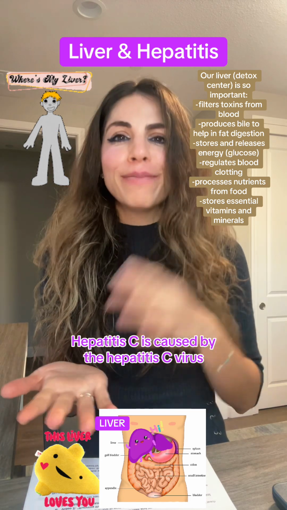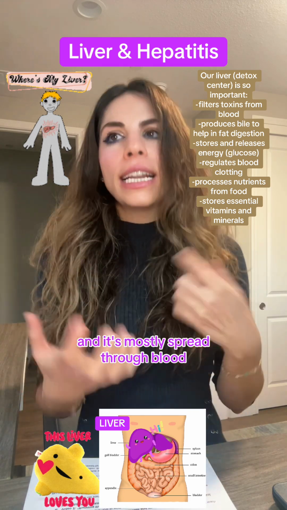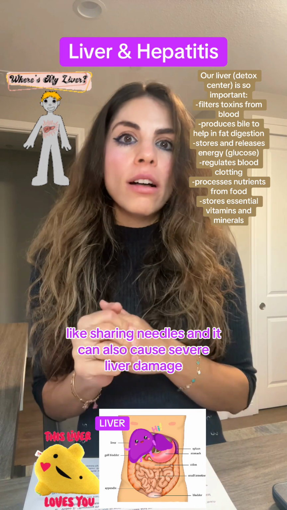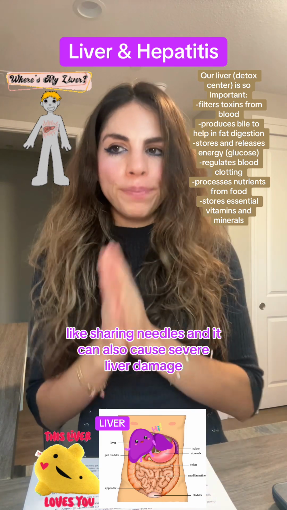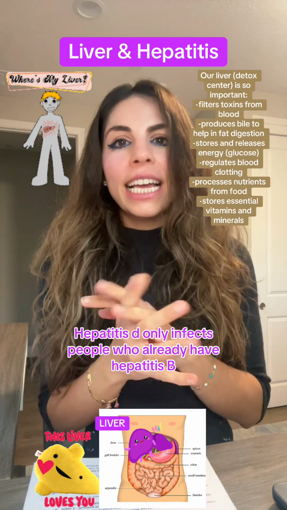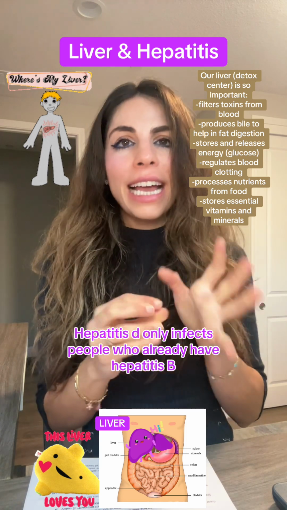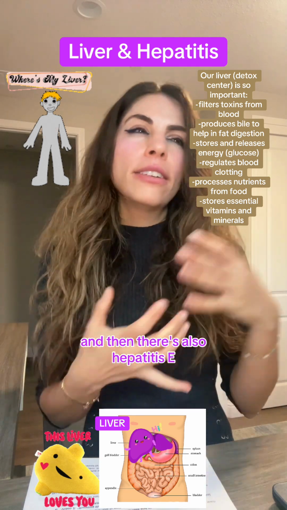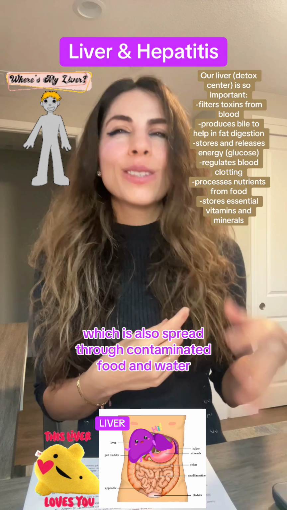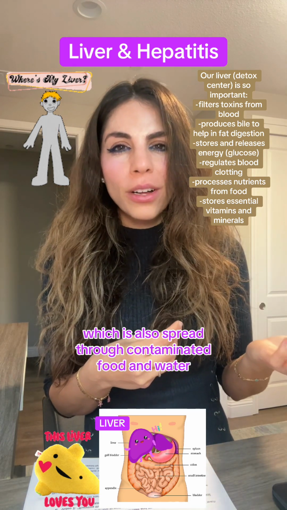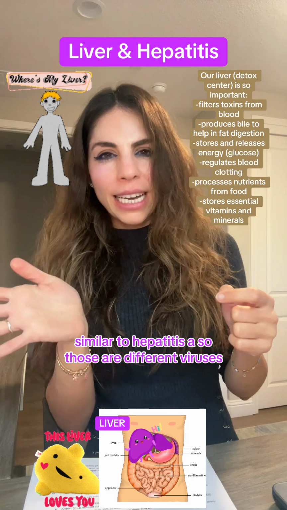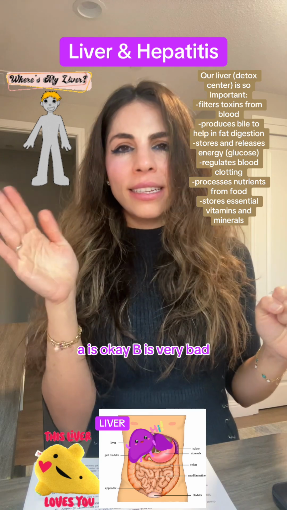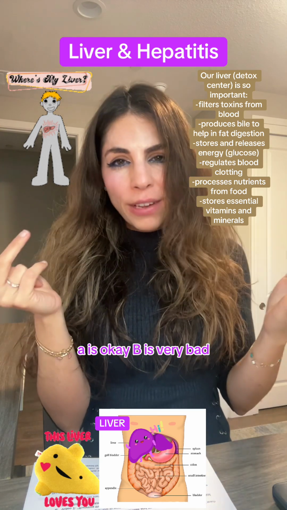Hepatitis C is caused by the hepatitis C virus, and it's mostly spread through blood, like sharing needles, and it can also cause severe liver damage. Hepatitis D only infects people who already have hepatitis B, which can make their illness even worse. And then there's also hepatitis E, which is spread through contaminated food and water, similar to hepatitis A. So those are different viruses. A is okay, B is very bad.